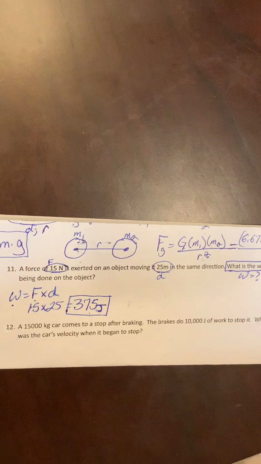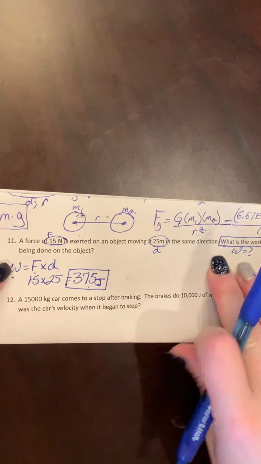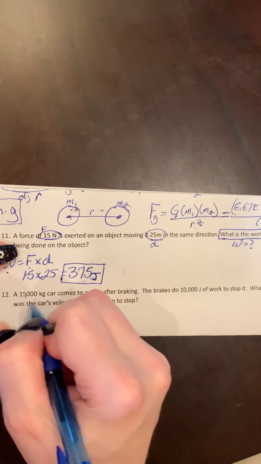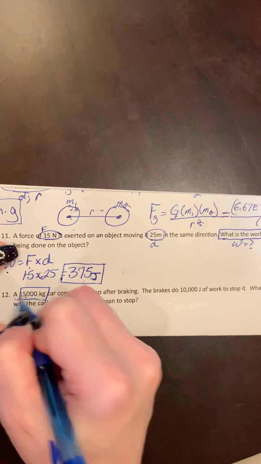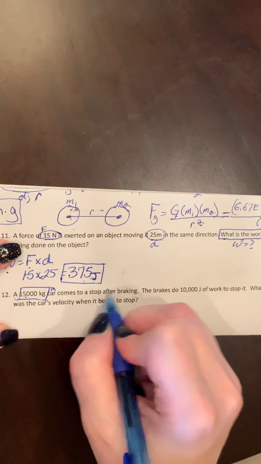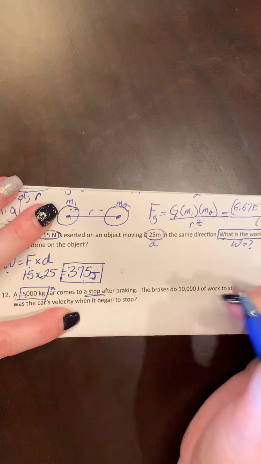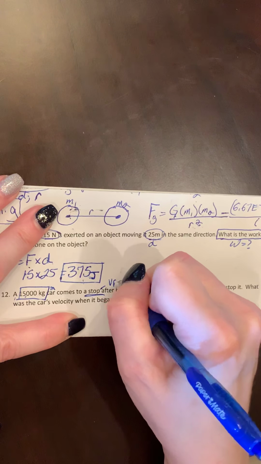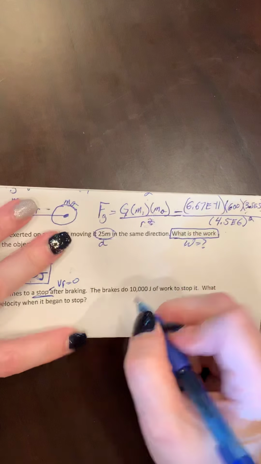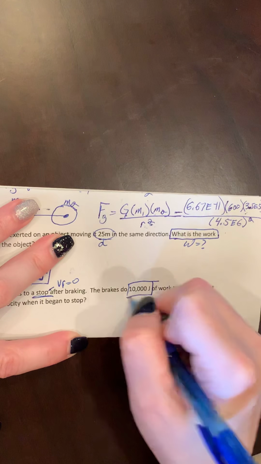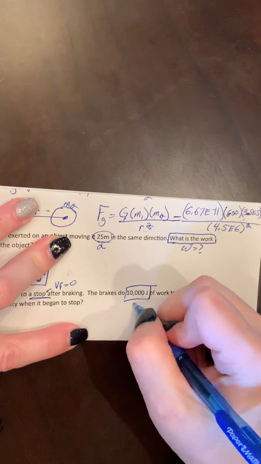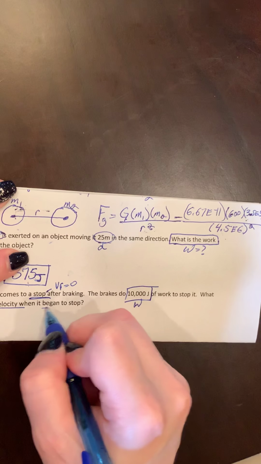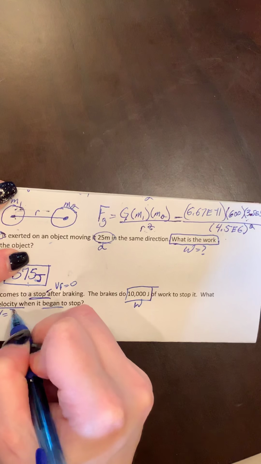One more. Number 12, right? Yep. So for number 12, it says I've got a 15,000 kilogram car. Kilograms is mass. It comes to a stop after braking. So if it's stopped, what kind of velocity do we have? You're right. The velocity is 0. The brakes do this much work. So we're going to label that as W to stop it. What was the car's velocity when it began to stop?